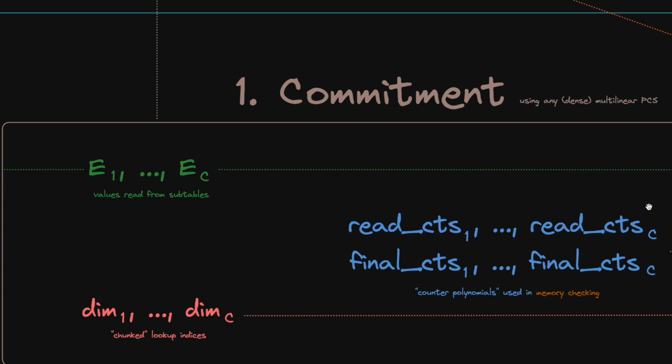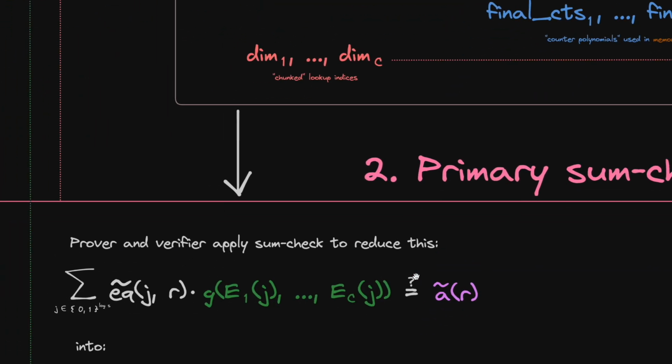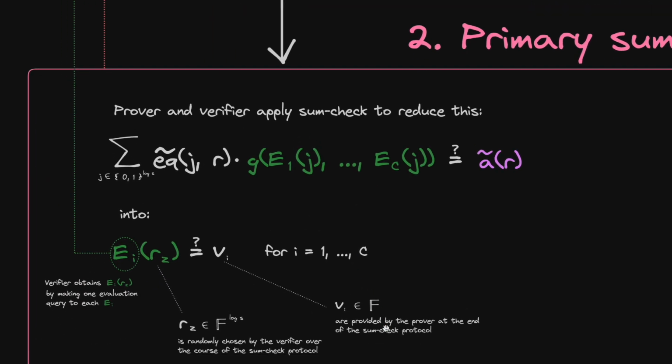So once the prover has sent over these committed polynomials to the verifier, we can move on to the primary sumcheck. So the prover and verifier are going to apply sumcheck protocol to the summation we saw earlier. We're not going to get into the details of the sumcheck protocol here, but it's basically going to reduce this check into these checks. So the E_i polynomials evaluated at some random point r_z chosen by the verifier over the course of sumcheck is equal to these v_i values provided by the prover at the end of sumcheck. And this is for i from 1 to c, in other words, for all the E_i's.